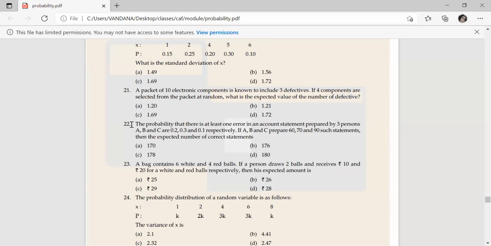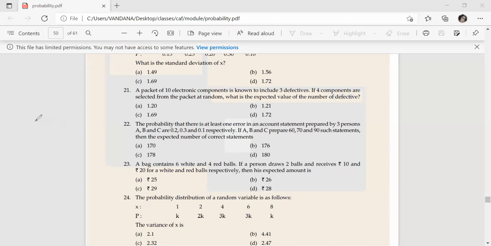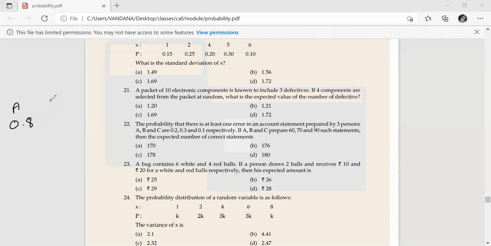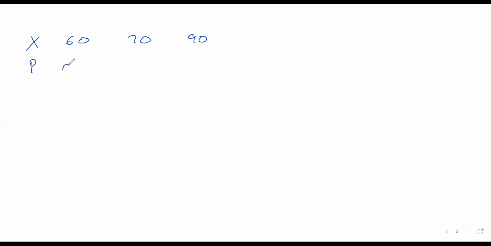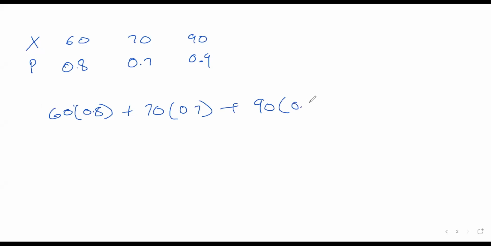So probability of no error by A will be 0.8, complement of 0.2. कारण हे एरर ची प्रोबॅबिलिटी आहे. म्हणजे नो एरर ची प्रोबॅबिलिटी काय येणार आहे? ए ची नो एरर इज 0.8, बी ची नो एरर इज 0.7 आणि सी ची नो एरर इज 0.9. Correct statement. So if they have given the probability of wrong statement, then probability of correct statement is 0.8, 0.7, 0.9. So expected number will be 60 into 0.8 plus 70 into 0.7 plus 90 into 0.9.